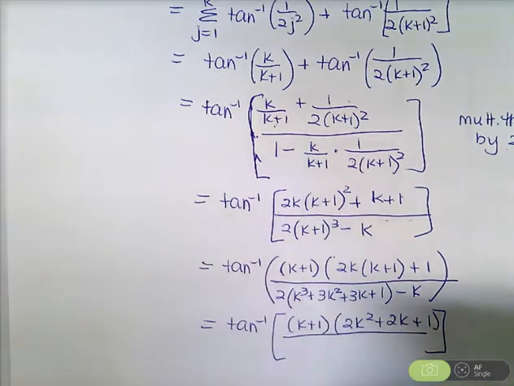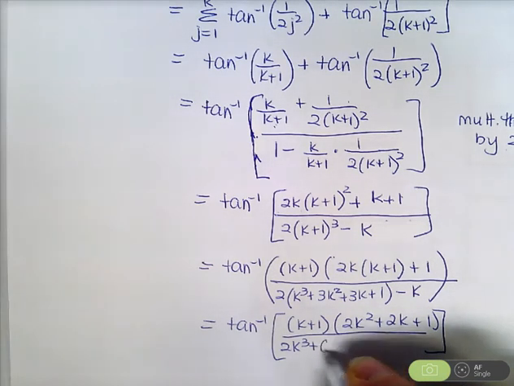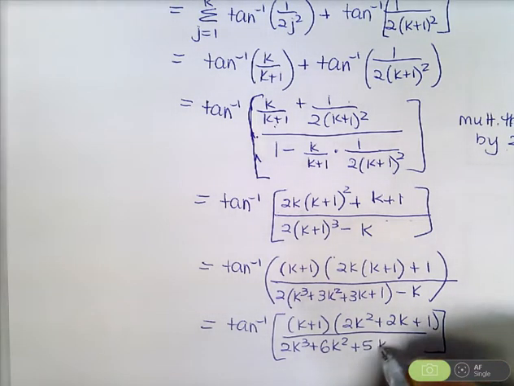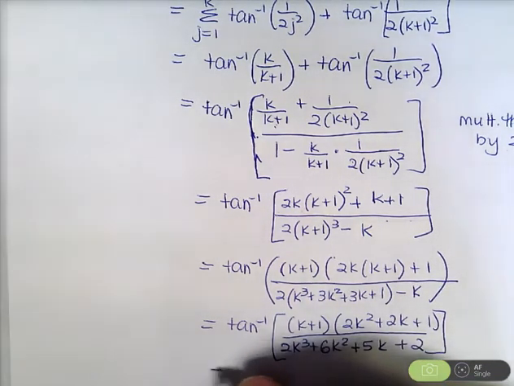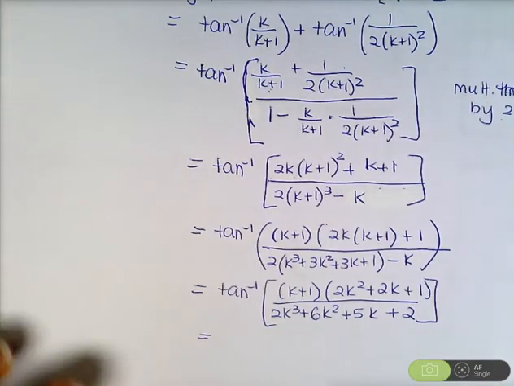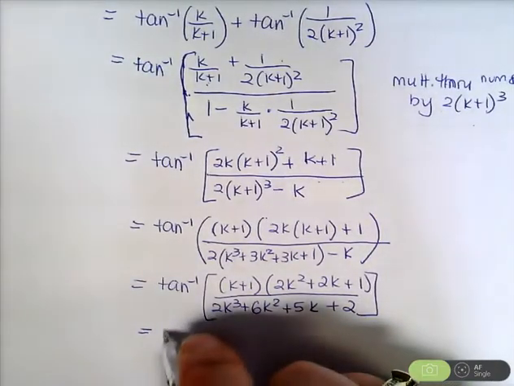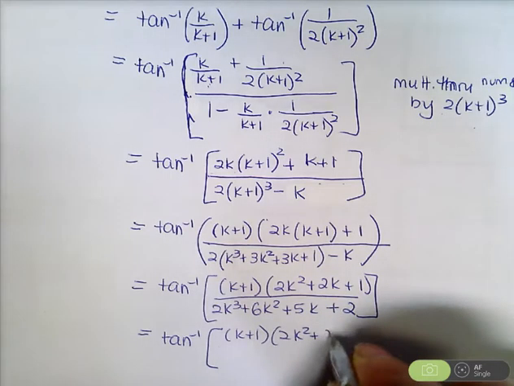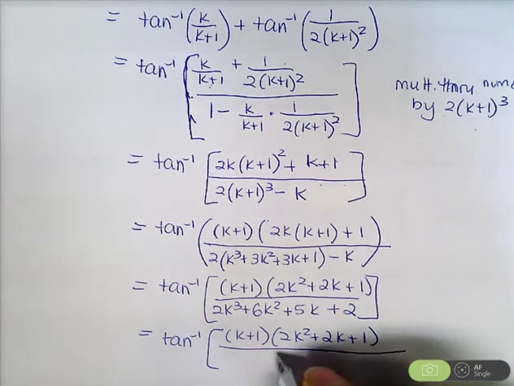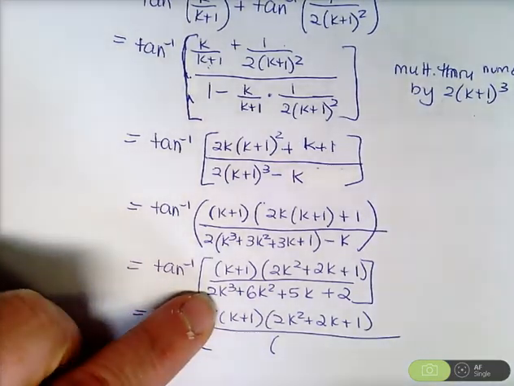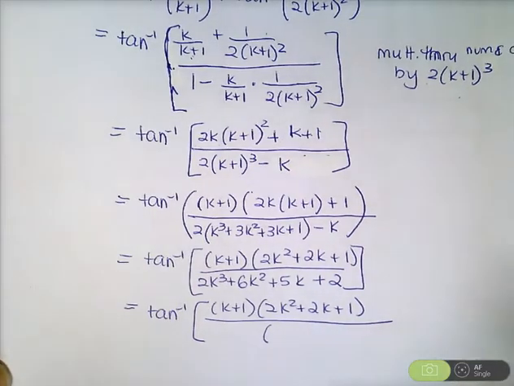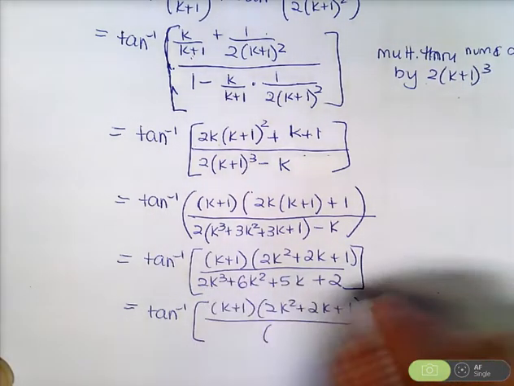Over, now on the denominator we've got 2k cubed plus 6k squared plus 6k minus k, which is plus 5k, and we've got plus 2 here. Now, what we need is k plus 1 on k plus 2. So what we're hoping for is inverse tan of k plus 1 over 2k squared plus 2k plus 1. Let's hope that k plus 2 is a factor of this, so we want k plus 2 really to be a factor of this.